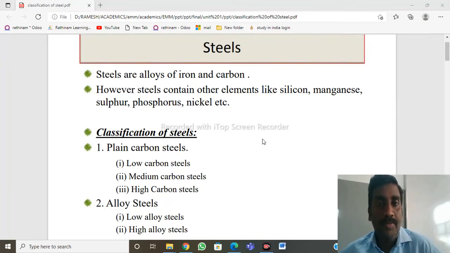So the next topic would be steels, and we are going to see the classifications of steels. So what is meant by steel? Steels are alloys of iron and carbon. We know that when the carbon percentage is around 2 percent, it becomes a steel. However, steel contains other elements like silicon, manganese, sulfur, phosphorus, and nickel. Not only carbon, the remaining elements are also present, but only in negligible amounts.